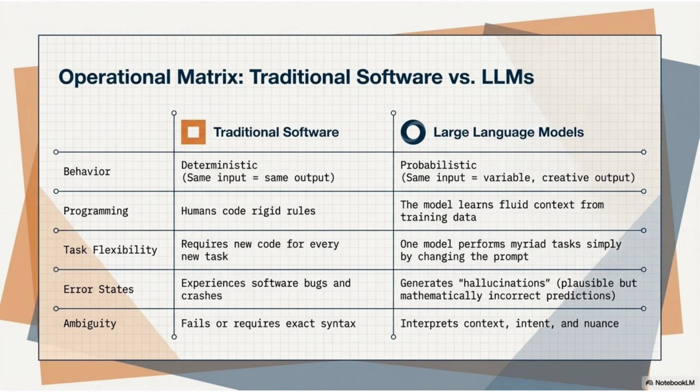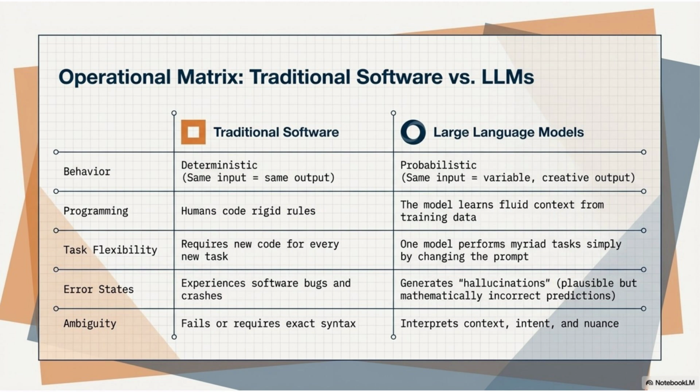Understanding this difference is key to understanding both the power and the limitations of modern AI. Start with behavior. Traditional software is deterministic. Same input, same output, every single time. 2 plus 2 always equals 4. LLMs are probabilistic. The same input can produce different creative outputs each time. That's a feature, not a bug, but it does mean the results aren't perfectly repeatable.